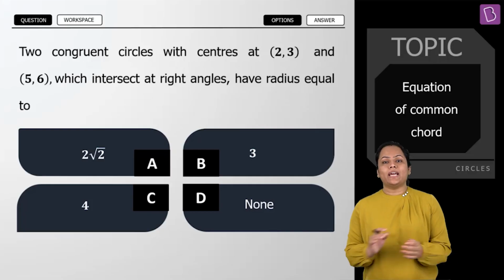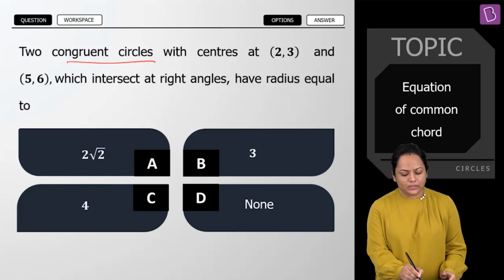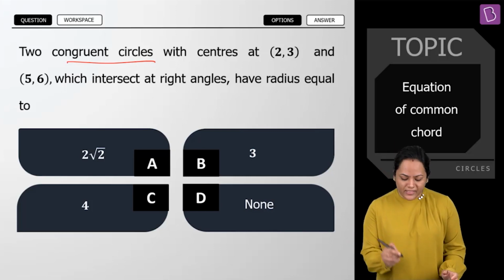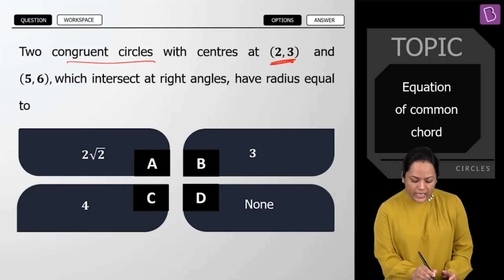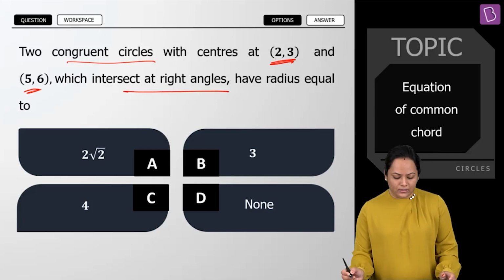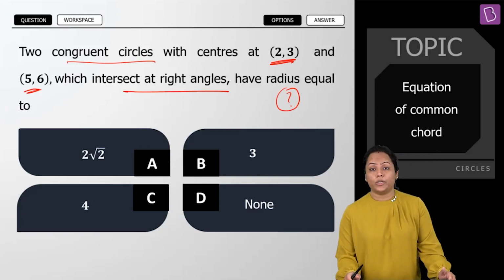Well, in this, they have given two congruent circles. Congruent circle means what? Well, they have the same radius. They have centers at points (2, 3) and (5, 6), and they're intersecting at right angles. Then what is the radius equal to? We have to find the radius. Options are given to us.